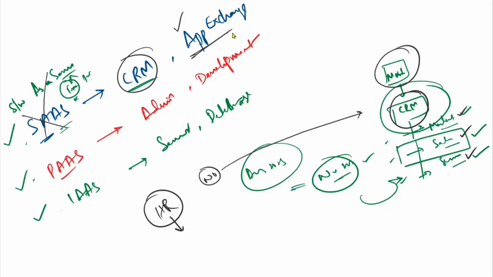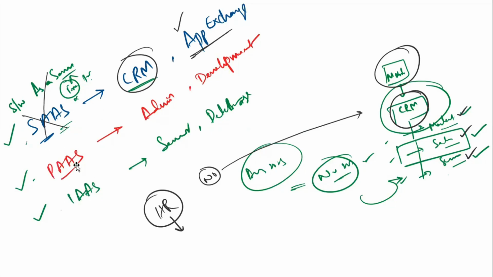We'll see in depth about the CRM and App Exchange in the coming sessions. The application is available, so how can I connect it to my organization? How can I install it? While installing, what are the things we need to consider? Everything we'll see. Done. So now software as a service is completed.